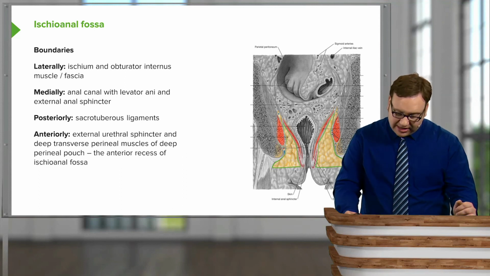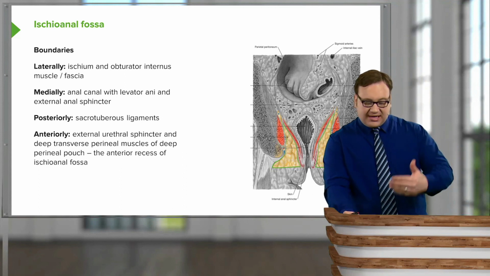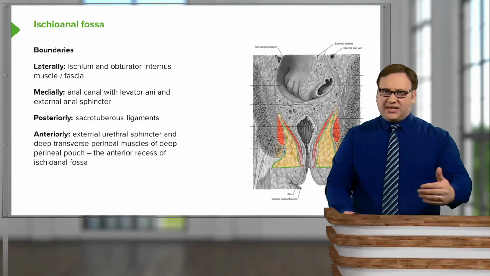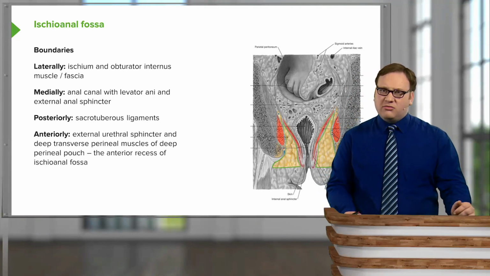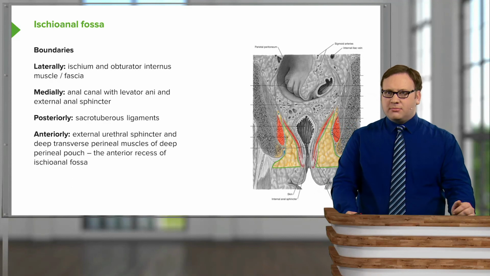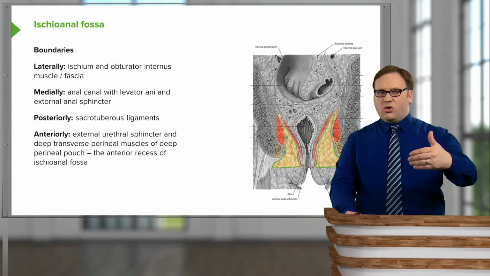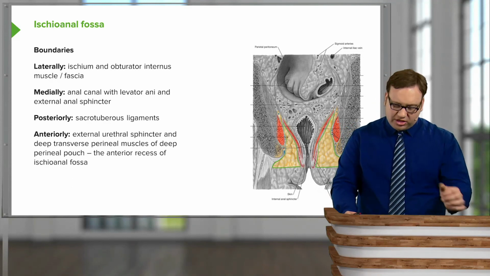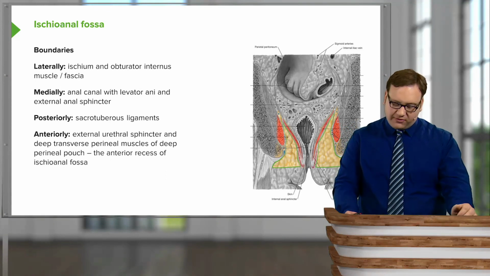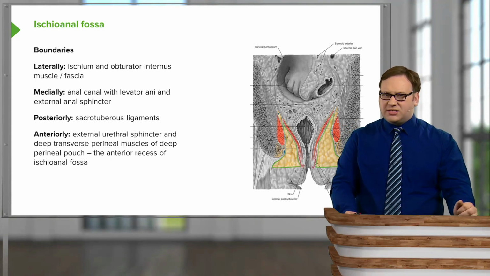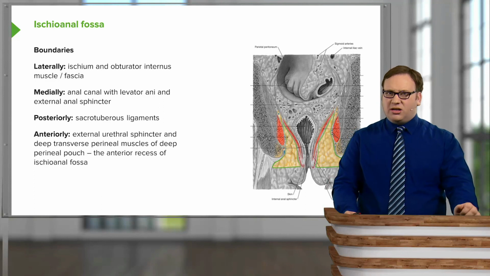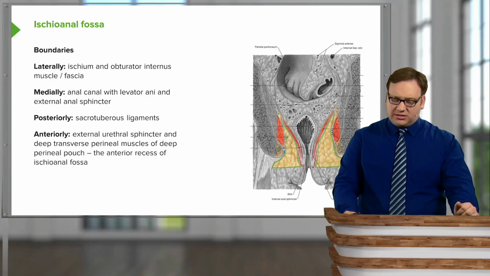And anteriorly, what are we going to have anteriorly? Well, what do we find anterior to the rectum? We find we have the vagina, or we find we have the urethra. So we find we have the muscles associated with those: external urethral sphincter, the deep and superficial transverse perineal muscles.